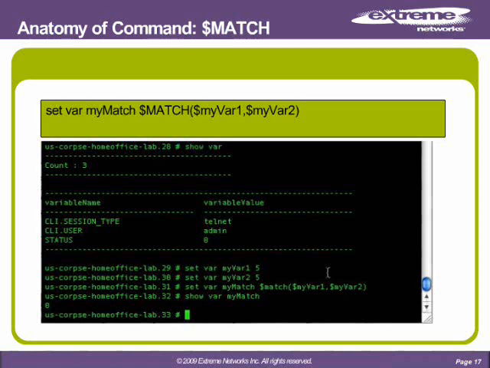So in the output, we're setting myvar1 to 5, and we're setting myvar2 to 5. And then we're setting the myMatch variable, invoking the match function, and we are passing it myvar1 and myvar2. And if you see the show var myMatch, it is evaluating as a 0, which means the variables match exactly.